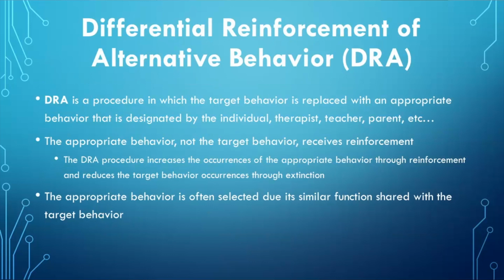Differential reinforcement of an alternative behavior, DRA, is a procedure in which the target behavior is replaced with an appropriate behavior that is designated by a member of the behavior intervention plan. The replacement appropriate behavior should serve a similar function, meaning why it occurs, to the target behavior that you're trying to replace.